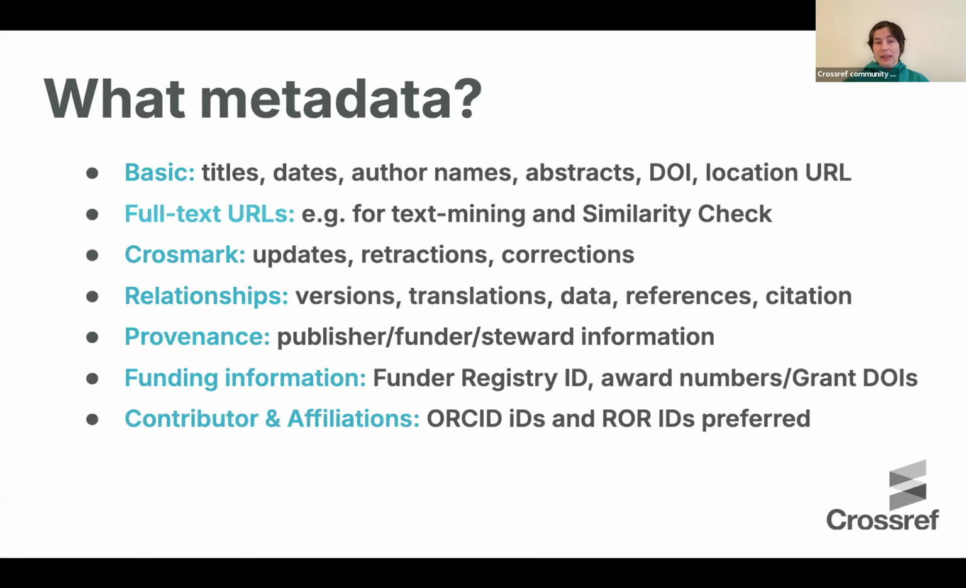So what metadata can you include? It starts with the basic bibliographics, like the titles, dates, author names, but also abstracts. Location URL is important because that's how your DOI, which is also your basic metadata, makes it connected and actionable on the web. That's the most important thing about persistent identifiers, that they are persistent but also actionable, so your DOI is a link on the web, and it only works if the URL in your record is up to date.